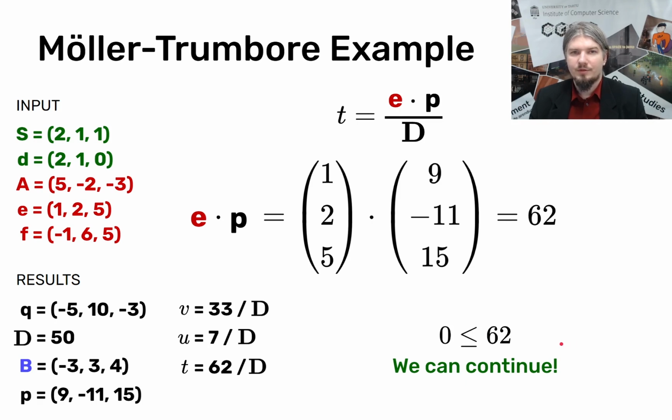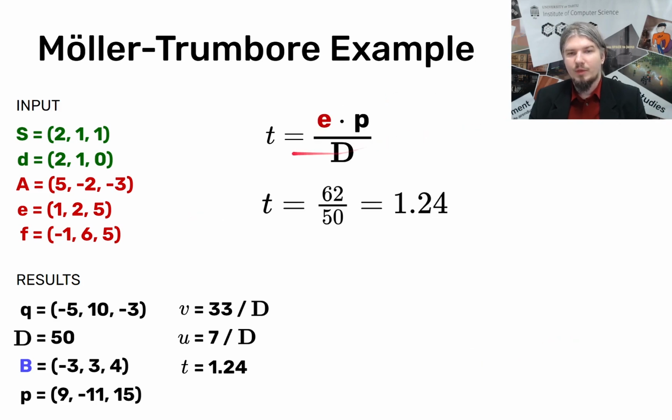Now if any of those checks would have been false, then we would have stopped the algorithm early because then we would have known that there is no intersection. And now we can actually calculate the value of T here. So T was this 62 divided by 50, the system determinant, and this is 1.24.